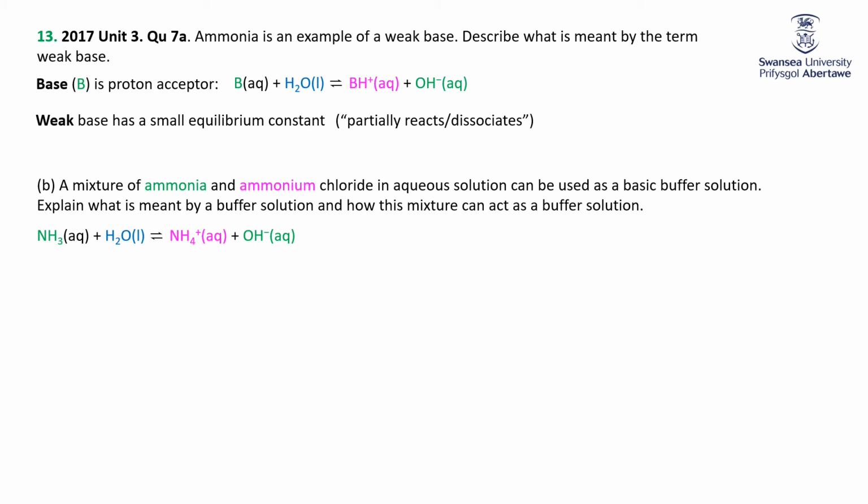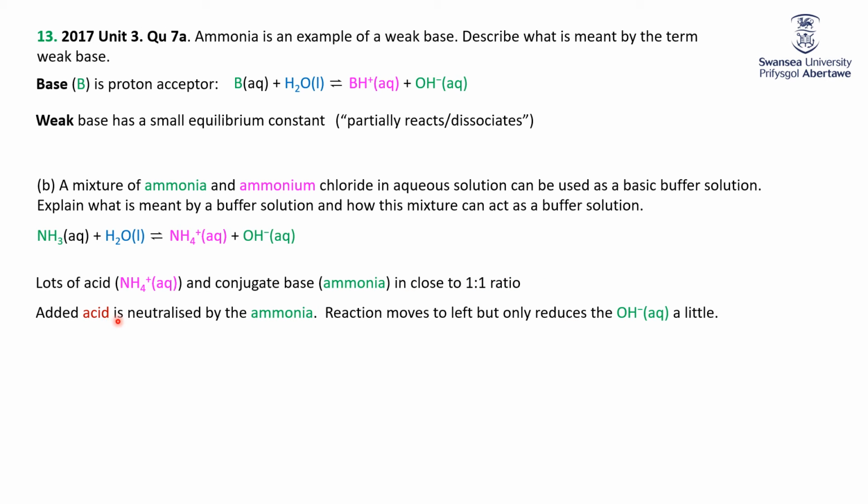Discussed this in a previous movie. What you need to have for a buffer solution is an acid and its conjugate base. In this case, NH4+ is the acid, ammonia is the conjugate base, in close to a 1:1 ratio. If we add strong acid to this solution, it will react with the ammonia. So it will remove some of the ammonia. In order to re-establish equilibrium, the reaction will move to the left, which uses up a teeny little bit of the OH-, but not nearly as much as would have been used up if you didn't have the ammonia there to start with to do the neutralization.